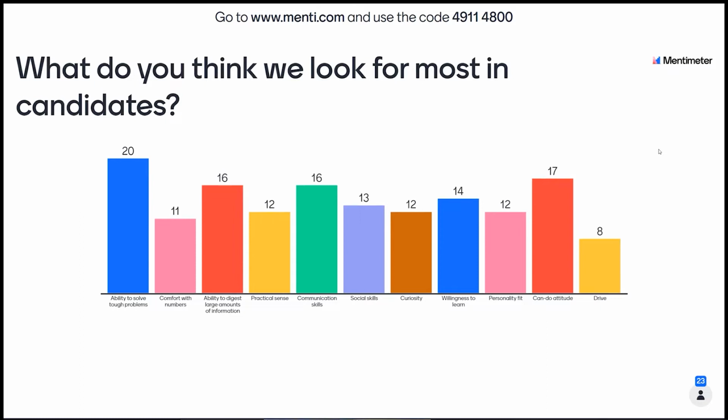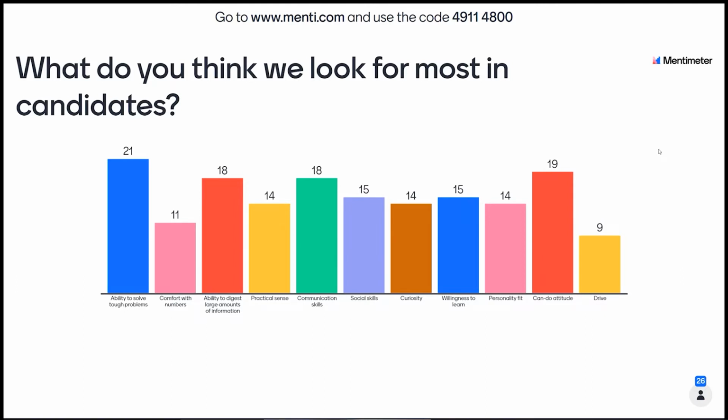Getting a good spread here. Ability to solve tough problems seems to be the most answered consistently. That's definitely one of them. There are no wrong answers. I think all the abilities are very important, and we are looking to get very good overall performance.